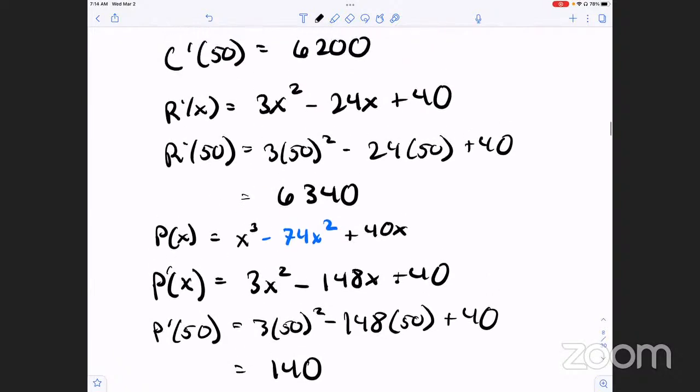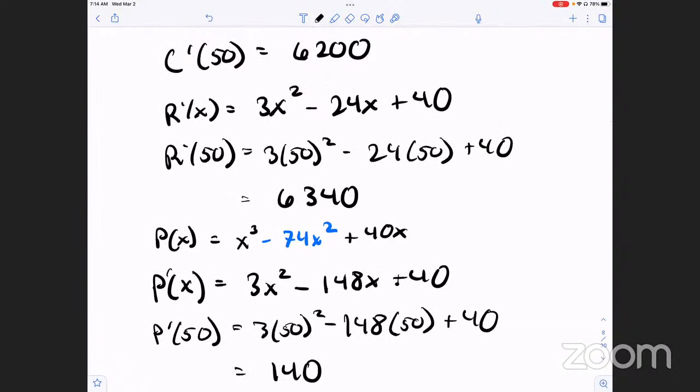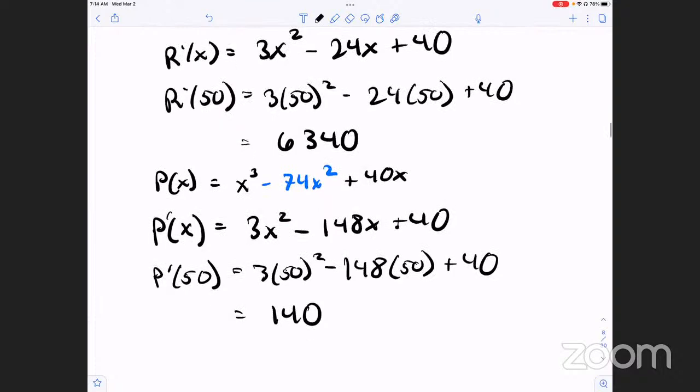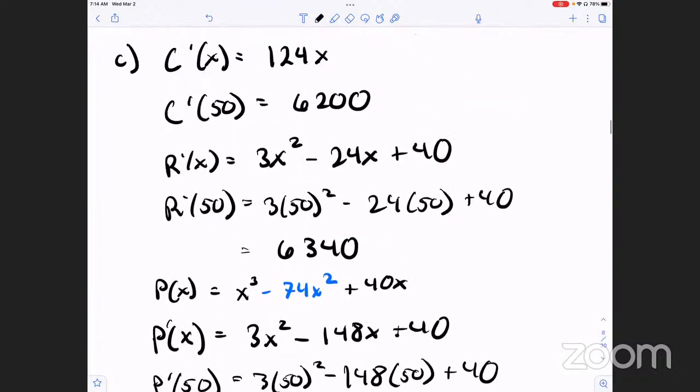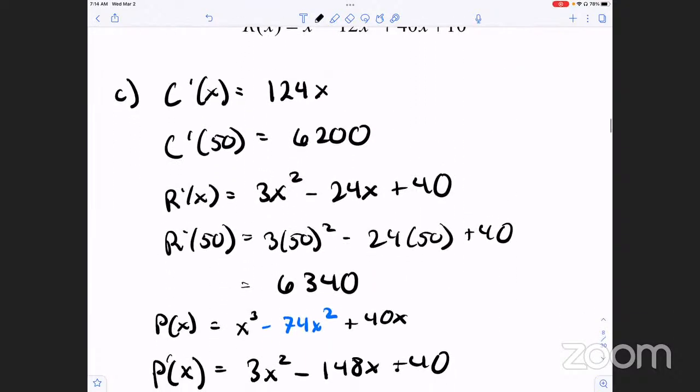We should have been able to just say the revenue minus the cost. Yeah, and that would have worked as well, right? We do cost, marginal profit. So that's the profit, approximately the profit earned from the x plus first item. So the 51st item. Okay, let's highlight our results here.